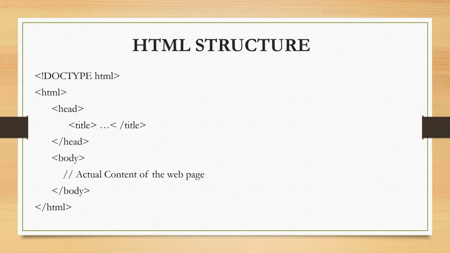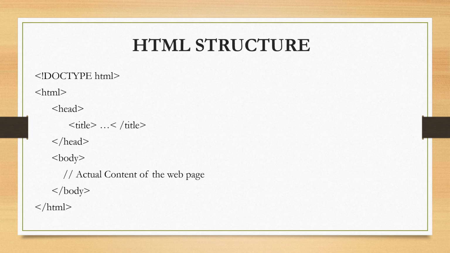Here the document type defines which type of document we are going to use. Here we are using the type as HTML, and each and every HTML document starts with the root tag HTML, and it ends with slash HTML. So this is the starting tag and this one is the ending tag. Within the HTML, we have two different portions. One is the header portion and another one is the body.